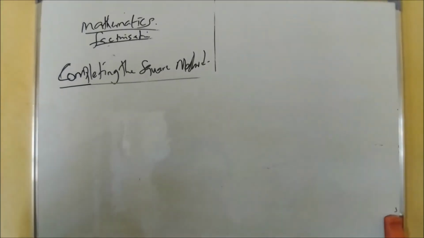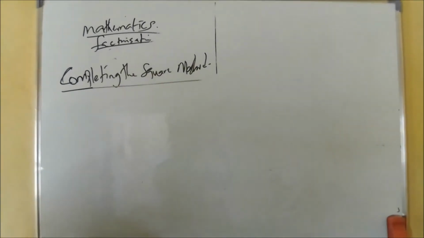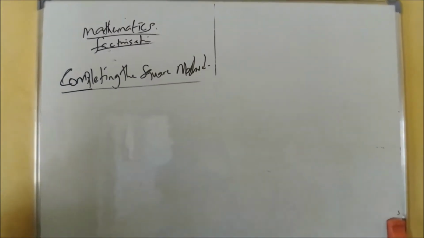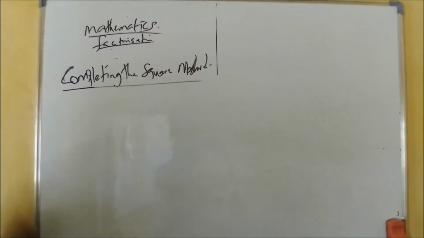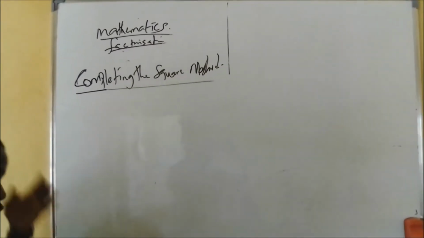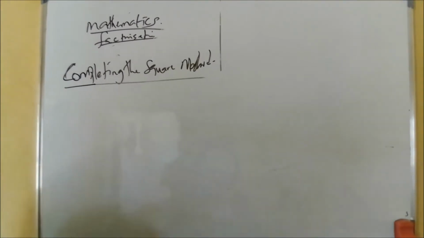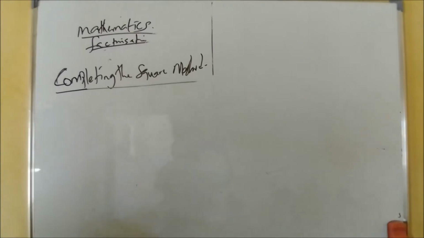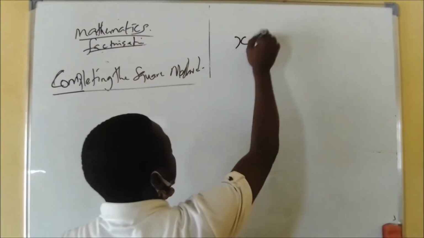This afternoon we'll be looking at the second method of solving quadratic equations, which is the completing the square method. This method is in fact used even in deriving the formula method of solving quadratic equations.